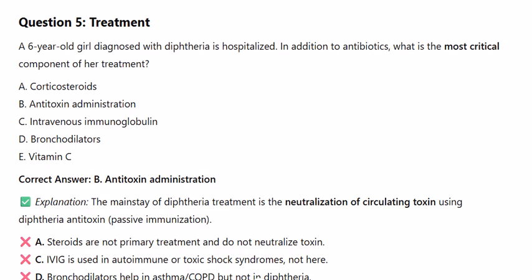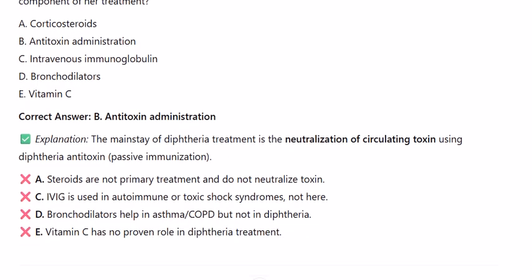Antitoxin administration. Explanation: the mainstay of diphtheria treatment is the neutralization of circulating toxin using diphtheria antitoxin, passive immunization. A. Steroids are not primary treatment and do not neutralize toxin. C. IVIG is used in autoimmune or toxic shock syndromes, not here. D. Bronchodilators help in asthma and COPD but not in diphtheria. E. Vitamin C has no proven role in diphtheria treatment.